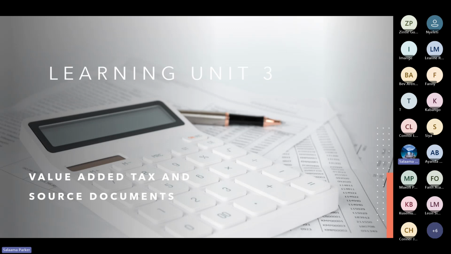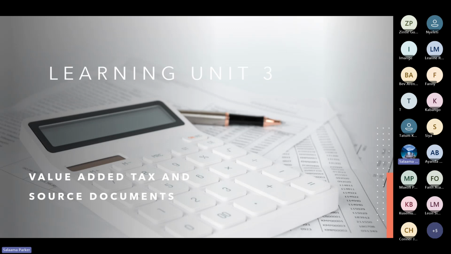Value added tax and source documents. Again, I will just briefly summarize learning unit 3 now, because in the masterclass for test 2, I went into detail with learning unit 3, guys. So please just remember you can go back onto the YouTube link that was shared with your lecturers and revise what we did in that masterclass.